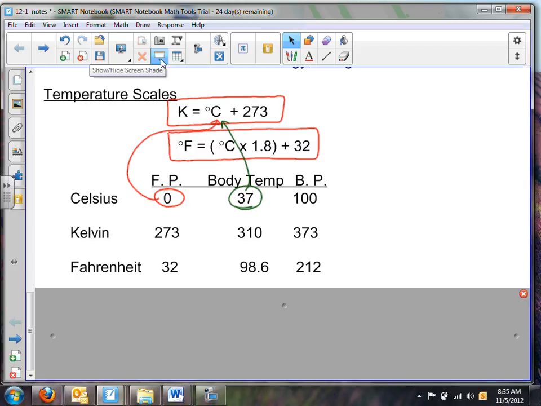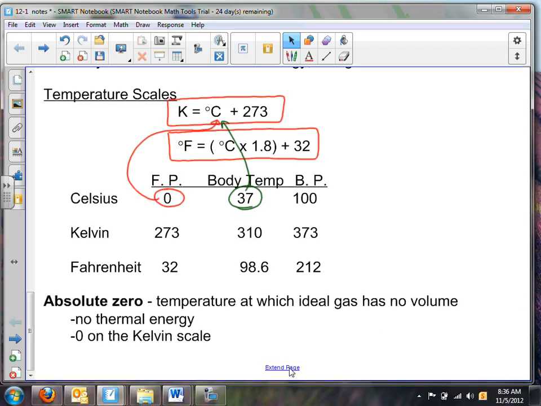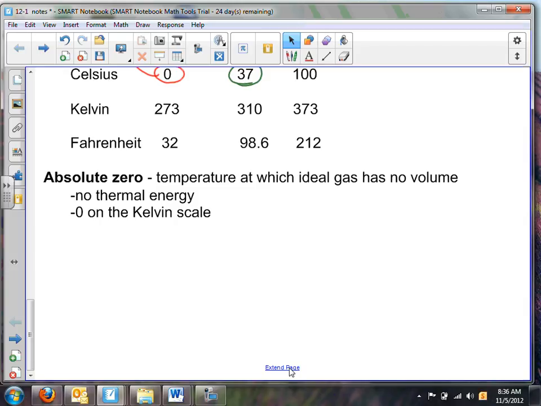And lastly, absolute zero. We know that as things heat up, they move faster. So as they cool down, they're going to get slower and slower. And if you can imagine, getting it completely cold gets slower, slower, slower. Eventually, it is so slow that the particles stop moving. And that would be absolute zero. The temperature at which an ideal gas has no volume, because our assumption is gas particles have no volume. The sample just takes up the space of the container. And if there's no motion, there's going to be no thermal energy, which would be zero on the Kelvin scale.